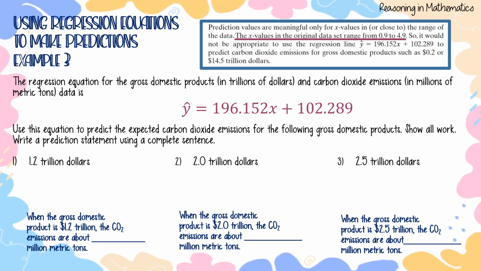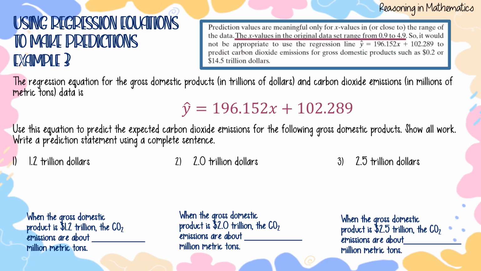The gross domestic product is actually in trillions of dollars, and the carbon dioxide emissions is in millions of metric tons. There is the regression equation again. So we're going to use that to predict the expected carbon dioxide emissions, the Y hat, for the following gross domestic products, which is our X. Show all work, write a prediction statement, which is already there. You just have to fill in the blank using a complete sentence.